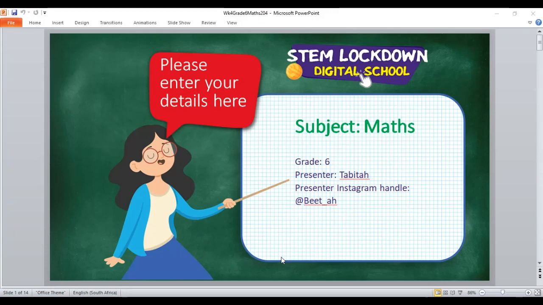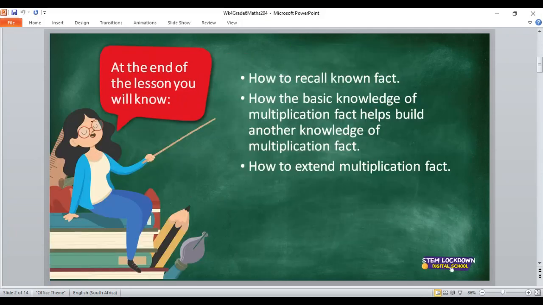Today, we are going to be looking at ways of recalling the multiplication facts and also the basic knowledge that helps build another knowledge of multiplication fact. You will also be able to extend the multiplication fact at the end of this lesson. I hope you do enjoy it and that you are ready with your pen, pencils, and paper in front of you. So let us go ahead and start with our lesson.